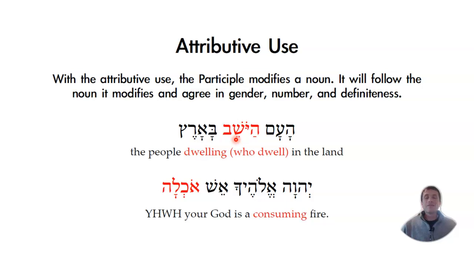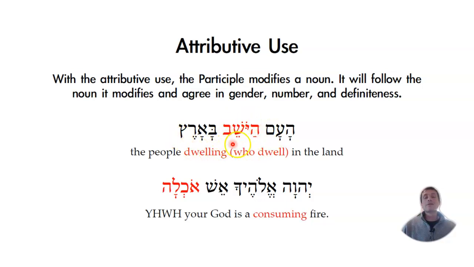That's maybe a little bit awkward in English to say. It works better with some participles than others. Another option for translation is to take this definite article on the participle and turn it into a relative pronoun. Translations do this all the time, where you can say, the people who dwell in the land. And that tends to sound more smooth, more natural in English. So the people who dwell in the land.